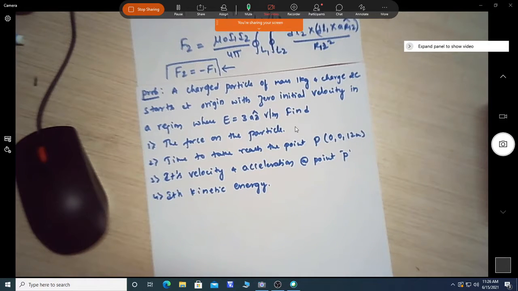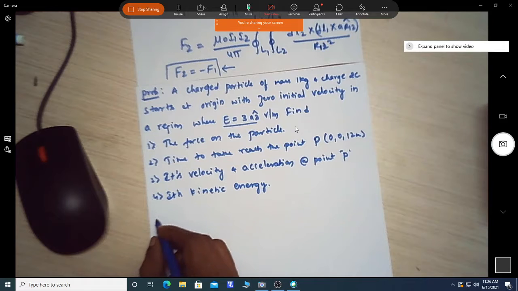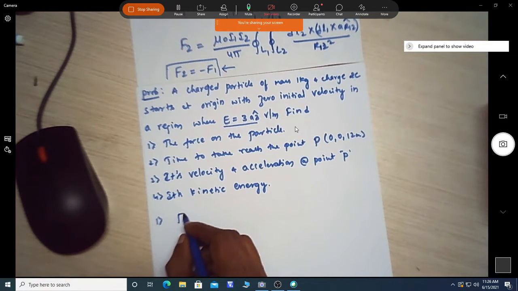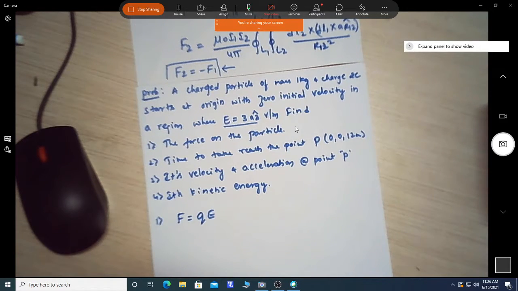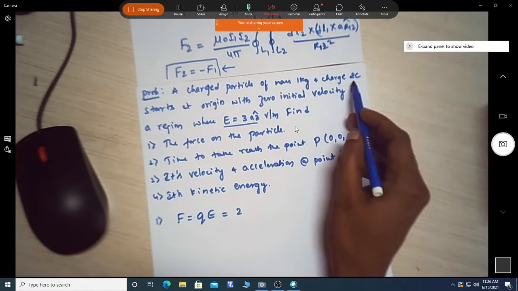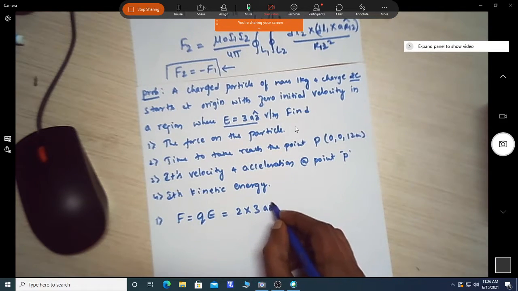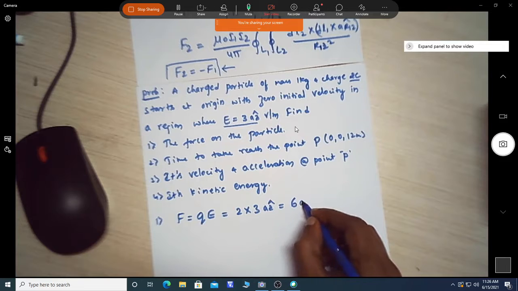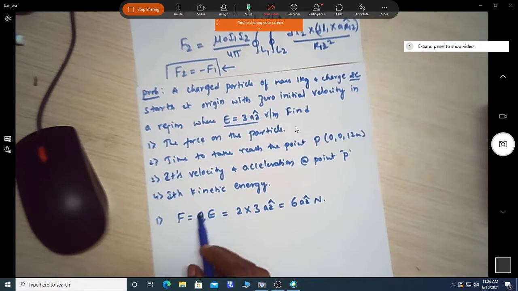Since there is an electric field, the first solution is the force exerted on the charge Q, which is Q into E. We know that already from our earlier Coulomb's law. So we write 2 coulombs, the given charge, and the electric field 3 into Az, which is equal to 6 Az newton. That is the force exerted on this charge.